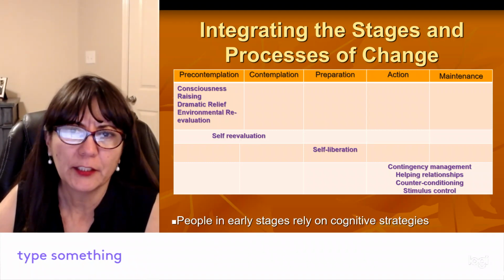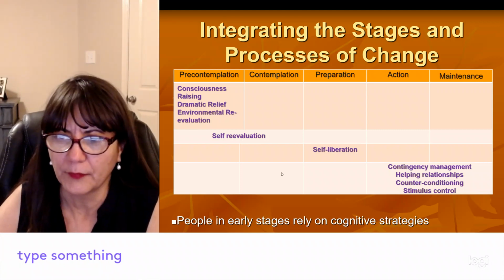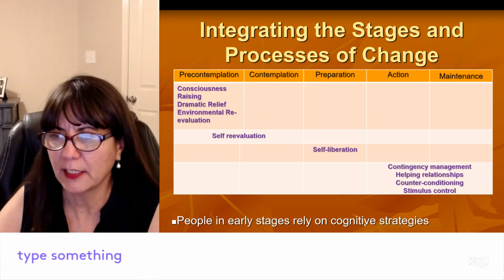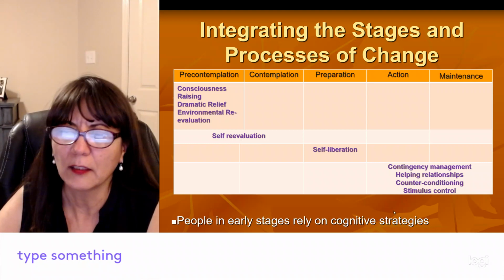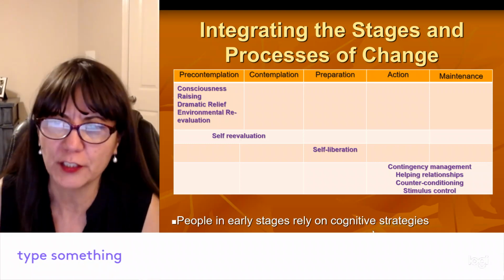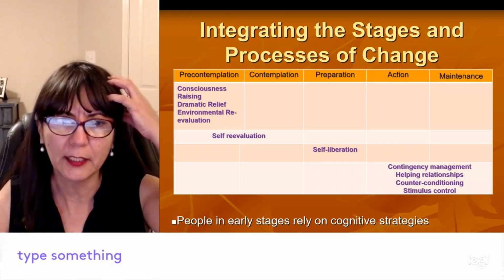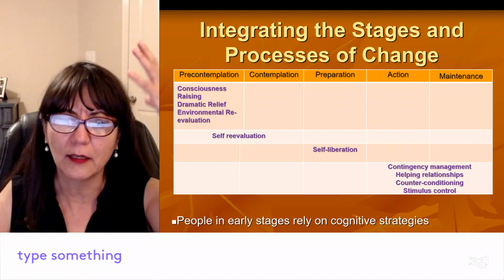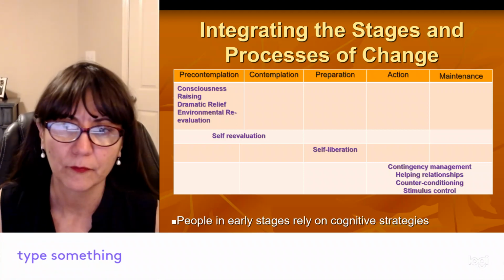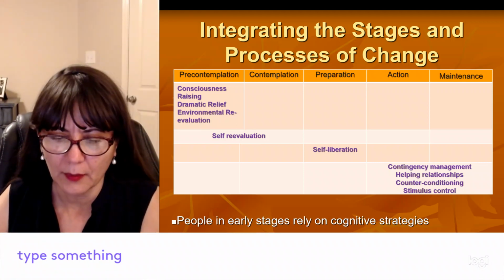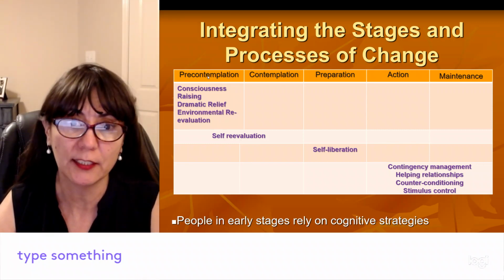Okay, so now how do we integrate the stages and processes of change? The book talked about people being in the early stages, such as pre-contemplation and contemplation, requiring cognitive interventions or cognitive strategies to move them to later stages of change, right? Just because they're not even thinking about it. We need to kind of motivate some change by changing the way people are thinking about the behavior, right?